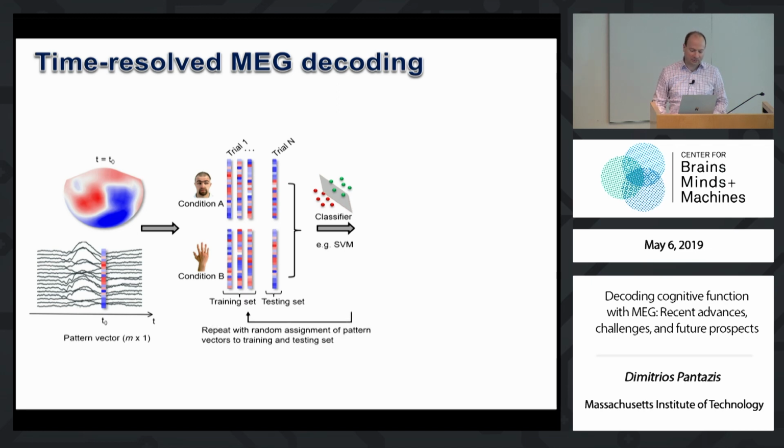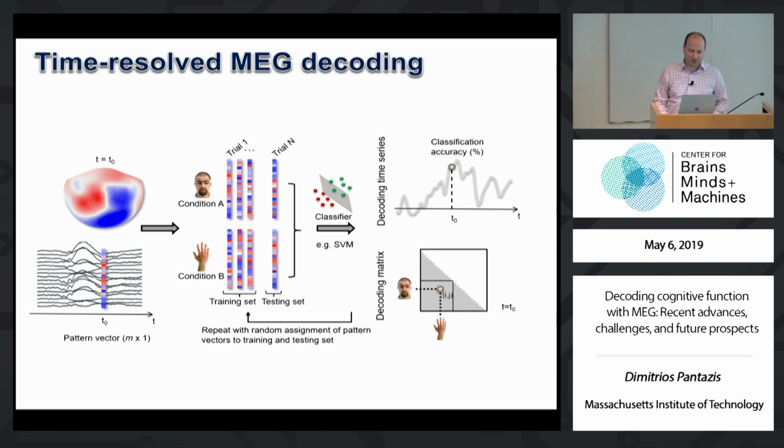And we do this several times with random assignments of patterns to the training and testing sets so that we obtain an average performance of the classifier. And we report the classification accuracy for this corresponding time instance. And of course, by repeating the entire procedure for every time instance, for every time t0, we obtain a decoding time series. And these are very useful results because they allow us to localize in time the information contained in MEG measurements.